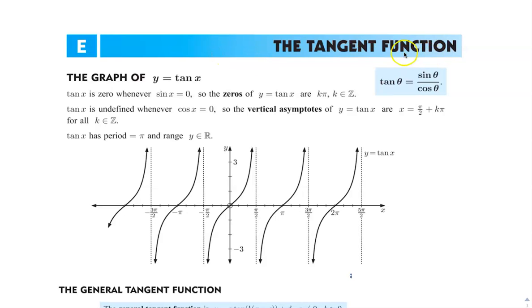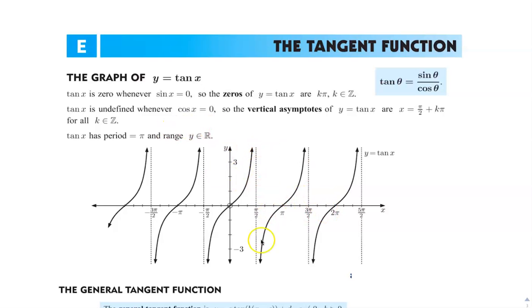The tangent function. In this video, we're going to talk all about the graph of y equals tan x. The key thing about the graph of y equals tan x is that we can't forget tan equals sine over cosine. That has a huge effect on our graph here. So first, how do we find our zeros? Well, zeros are when sine equals 0. Whenever sine equals 0, which is at 0, pi, and 2 pi, tan is 0. You can see that on the graph here. At 0, tan 0, I should say.